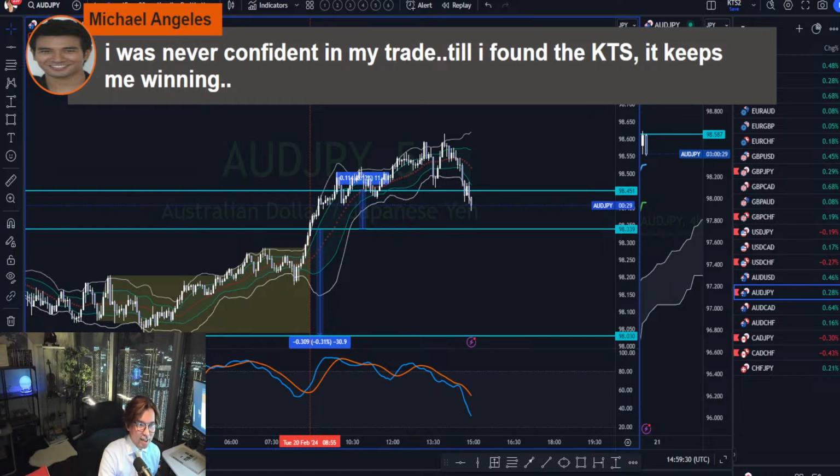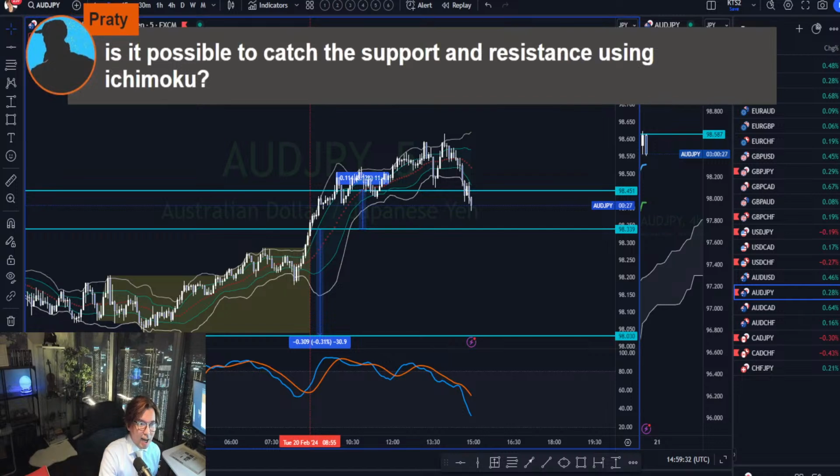Okay, Prati says, is it possible to catch the support and the resistance using Ichimoku? Yes, you can, but Ichimoku is actually more than that. It's not only about support and resistance, it's more in terms of the direction and the momentum of the markets.